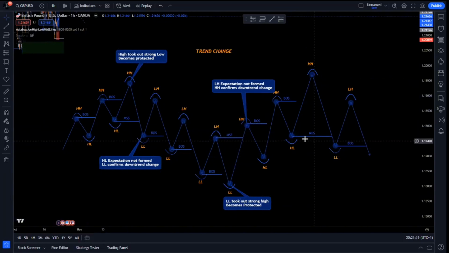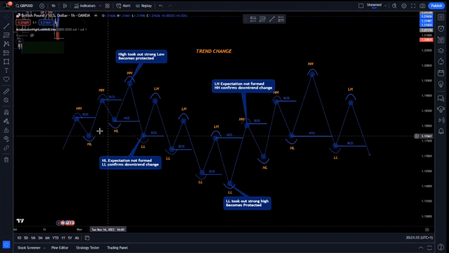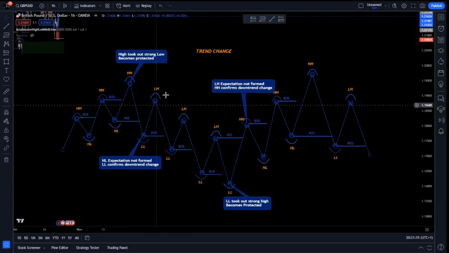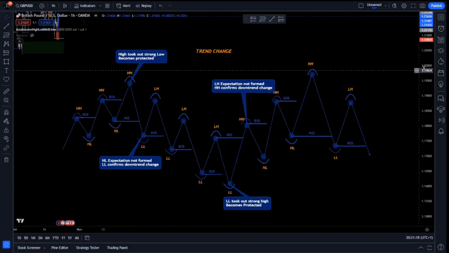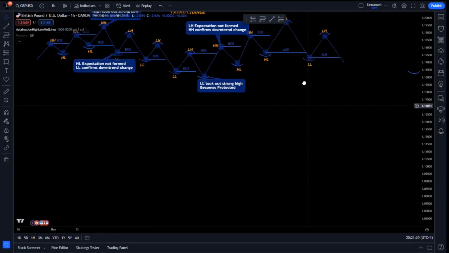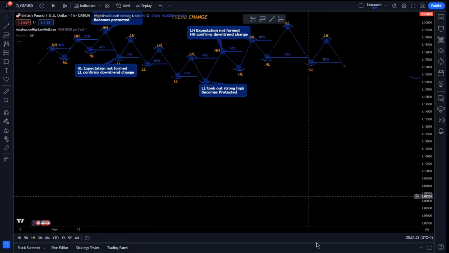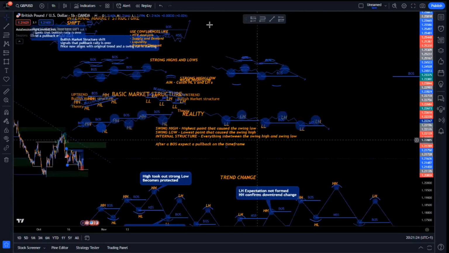Market structure shift over here, market structure shift over here, market structure shift over here. I know that makes sense. So we're also going to talk about something again.